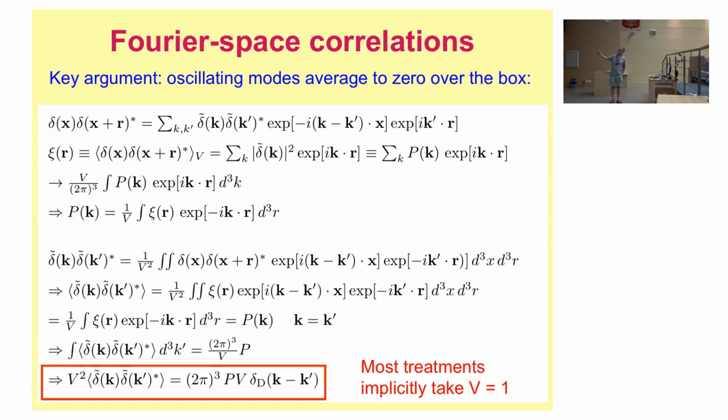Now we have that same relation from the previous slide relating delta in Fourier space to delta in real space. So let's write that down twice and multiply it together. 1 over V becomes 1 over V squared. We've got two integrals now, two densities, two exponentials, integrating over the two spaces.